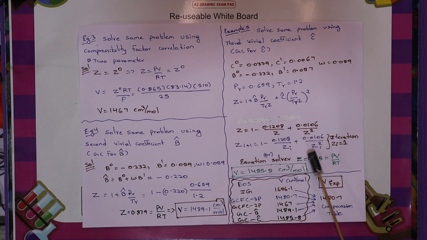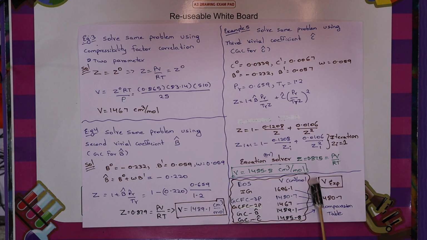If you are attempting the iteration method, you have to assume some value. The best possible value for the initial guess is to assume that the N-butane is an ideal gas. So an ideal gas has a compressibility factor equal to 1. If you start with the value of 1 and iterate and update the value, you get the final solution, that is the compressibility factor Z using the third virial coefficient, which gives a volume of 1485.8.